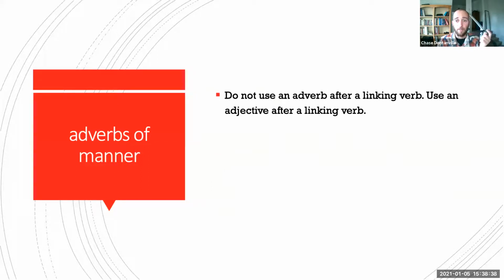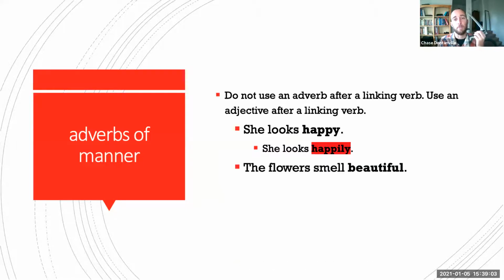Do not use an adverb after a linking verb. Okay, use an adjective like we saw in the previous lesson. So, she looks happy. Looks is a linking verb. Happy is an adjective. She looks happily? No, happily is an adverb, but we don't use adverbs after linking verbs. The flowers smell beautiful. Smell, linking verb, beautiful, adjective. But the flowers smell beautifully? No, because beautifully is an adverb, and we don't use adverbs after linking verbs.